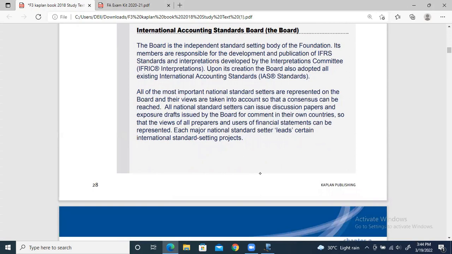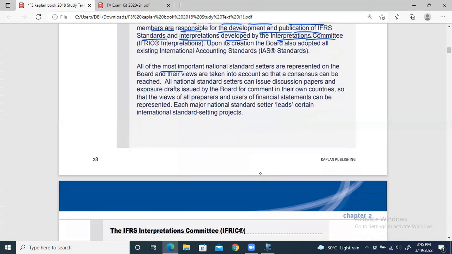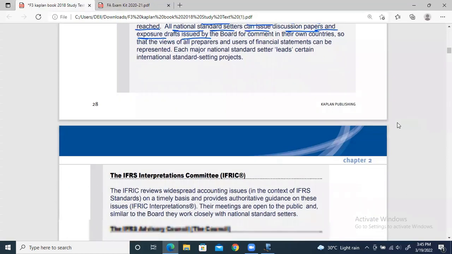Now, the second one is International Accounting Standards Board, the IASB. The board is the independent standard setting body of the foundation. Its members are responsible for the development and publication of IFRS standards and interpretations developed by the Interpretation Committee. So both the Advisory Council and the Interpretation Committee come under the board. So the board is overseeing them basically. All of the most important national standard setters are represented on the board, and their views are taken into account so that consensus can be reached. All national standard setters can issue discussion papers and exposure drafts. So basically just vague things are being talked about, nothing special over here.